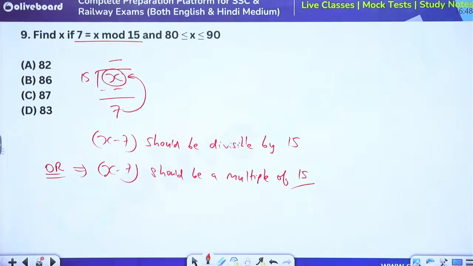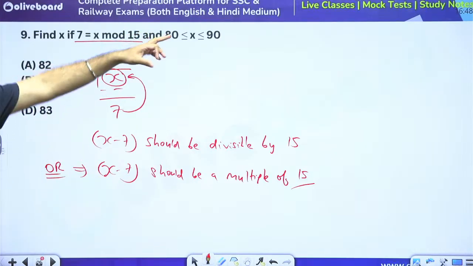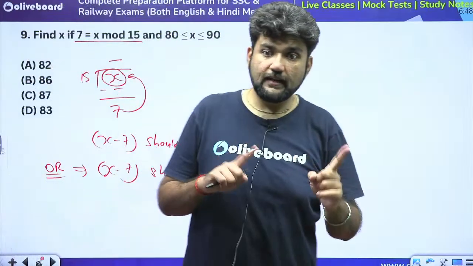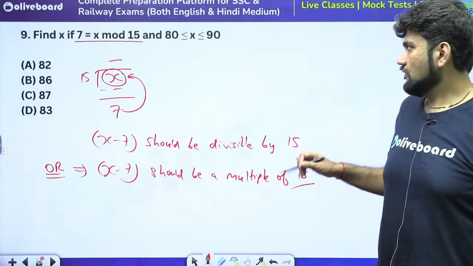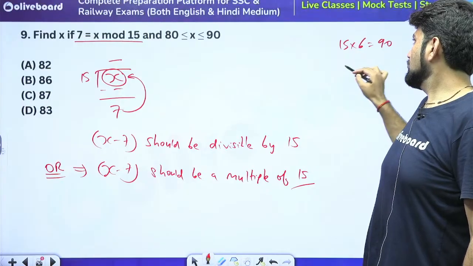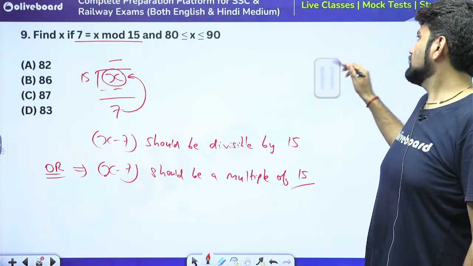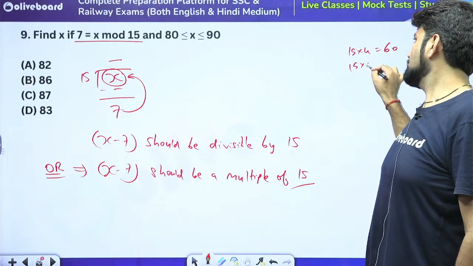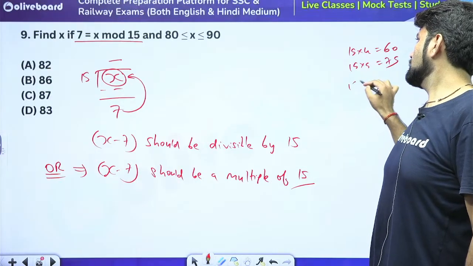Now x has to be between 80 and 90. Okay. So what value from 80 and 90, if I subtract 7 from it, I will have a multiple of 15. So take the table of 15. 15 into 4 is 60. 15 into 5 is 75. And 15 into 6 is 90.